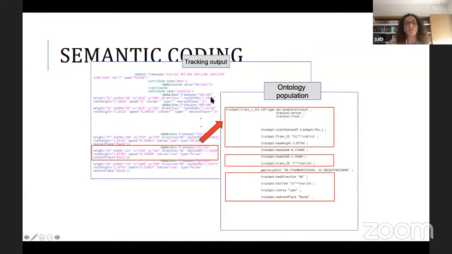So for instance, in this case, we have a different representation because it's from a real case study. Here, this is the track with the number one at frame 512. This is the name of it, because we have a frame sequence that describes a video. So the same track appears in all the frames.